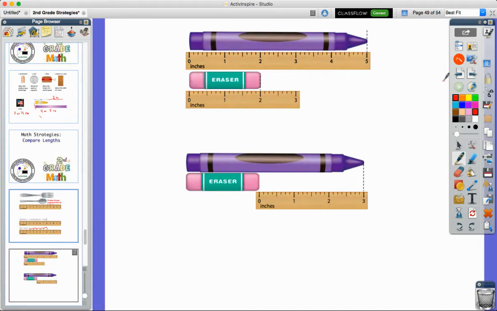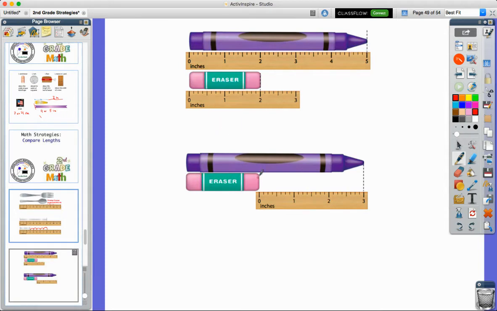Here's another example of how we can use our ruler to help us compare. At the top, they have the crayon and the eraser lined up, just like we did on the previous page. But here we're using inches, and we see the eraser is 2 inches, and the crayon is 5 inches. And so again, we can look at the difference. We can see that there's 1, 2, 3 inches different between these two objects.